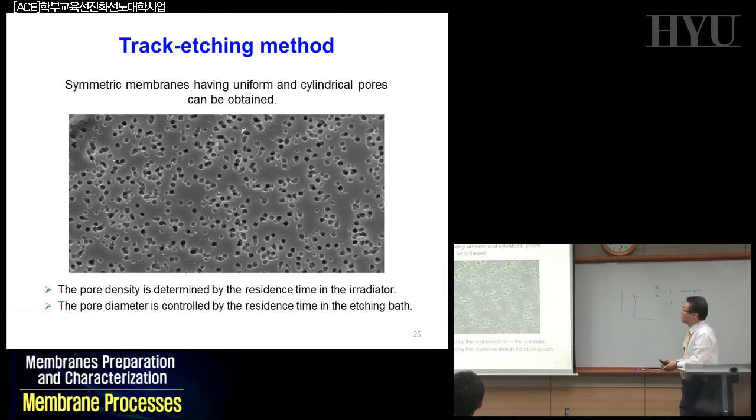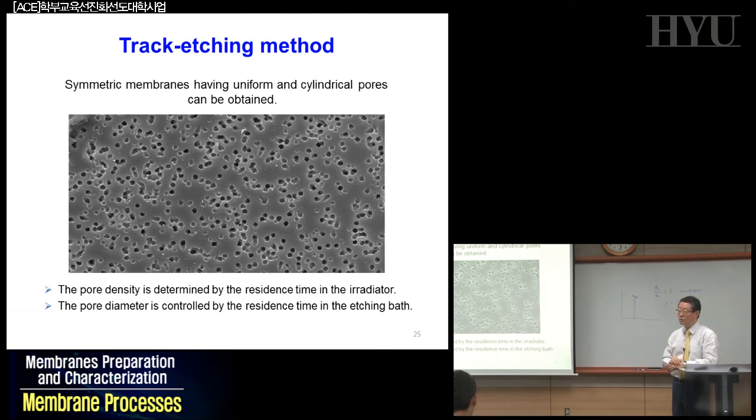And the track etching method does not produce a membrane with homogeneously distributed pores on the surface, as you can see here. But the advantage of this track etching method is that you have very fine pores with the same size. You see, the size of these is about the same. That is very important because you have a very narrow pore size distribution. Not the molecular weight distribution, but the pore size distribution is quite narrow.